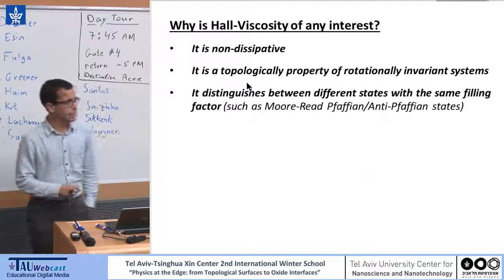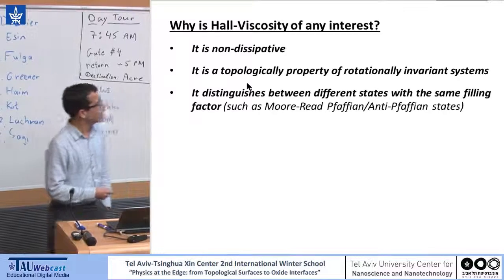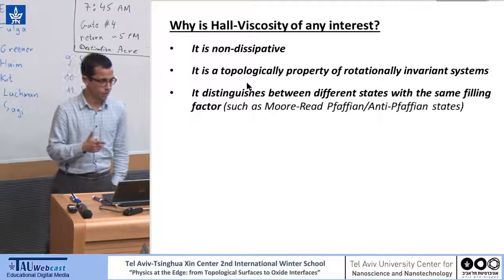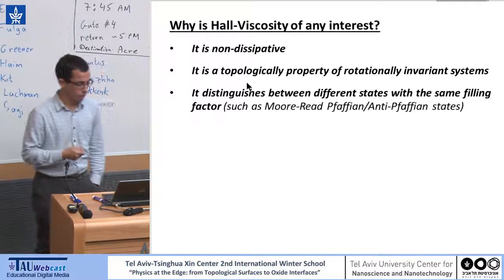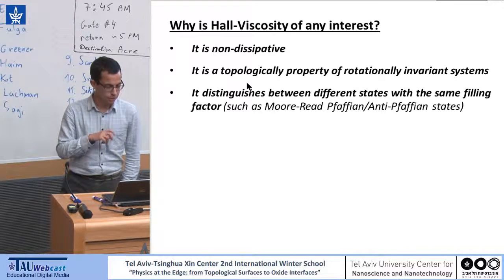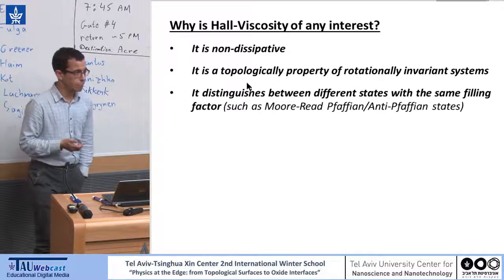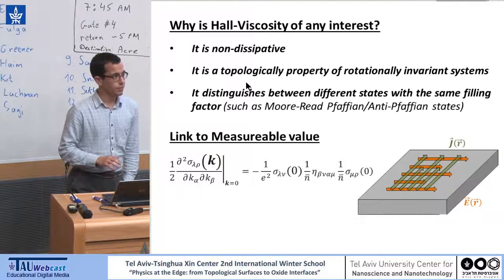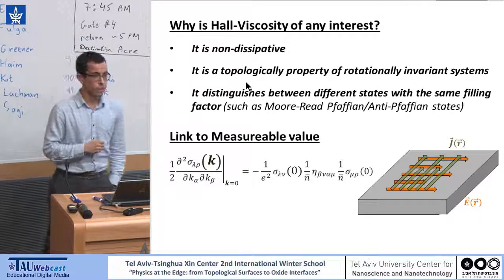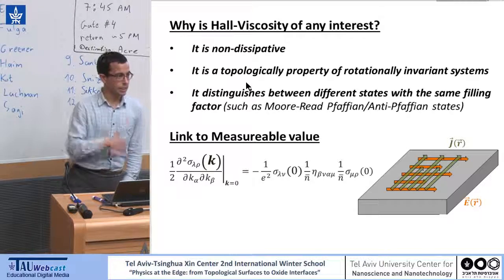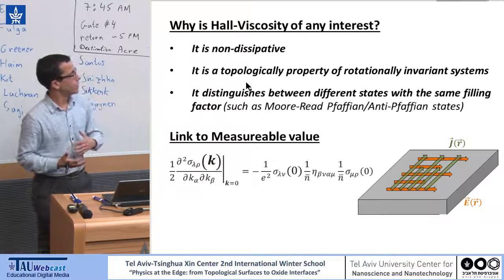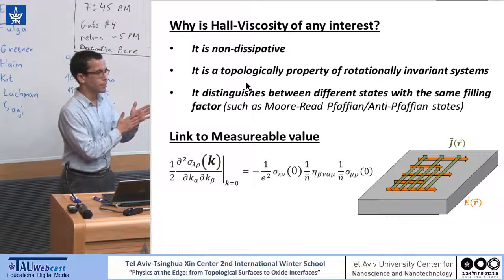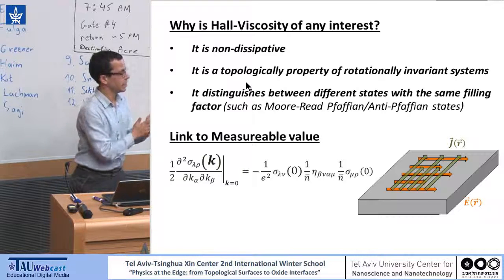Now, Hall viscosity is very important for two-dimensional electron fluids. It has many interesting traits. It's non-dissipative because it links perpendicular force and flow. Secondly, it's been shown to be topologically protected, and it also can distinguish between different states of the same filling factor, such as the Moore-Read state, Pfaffian and anti-Pfaffian, something that a measurement of conductivity, say, cannot do. Also, it's been recently linked to conductivity and its derivatives in reciprocal space, and this is measurable by applying a spatially varying electric field. We note here that a spatially varying electric field causes spatially varying currents, and spatially varying currents remind us of the walls of liquid rubbing against each other that we saw in the example.